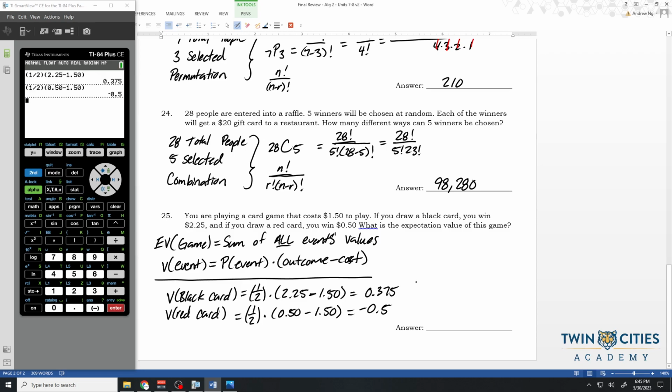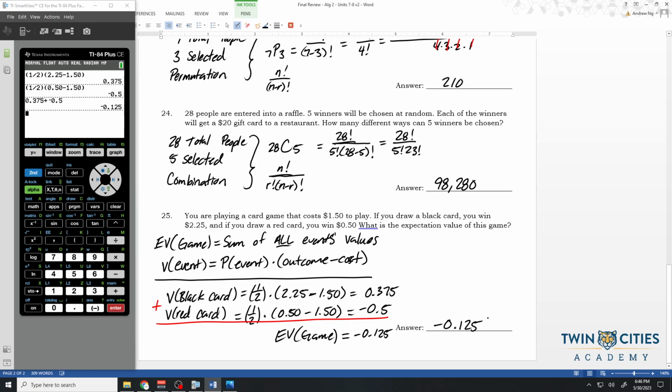Okay, the expectation value for this game is the sum of all event values. Here I've only got 2 events. So I'm going to add these together. And this will tell me the EV of the game, the expectation value of the game. So that plus that, 0.375 plus negative 0.5. This is negative 0.125.